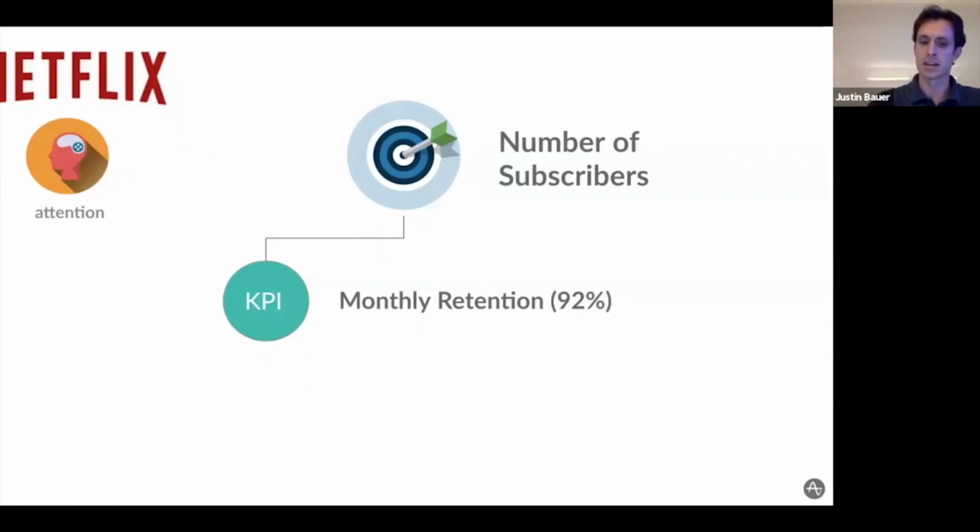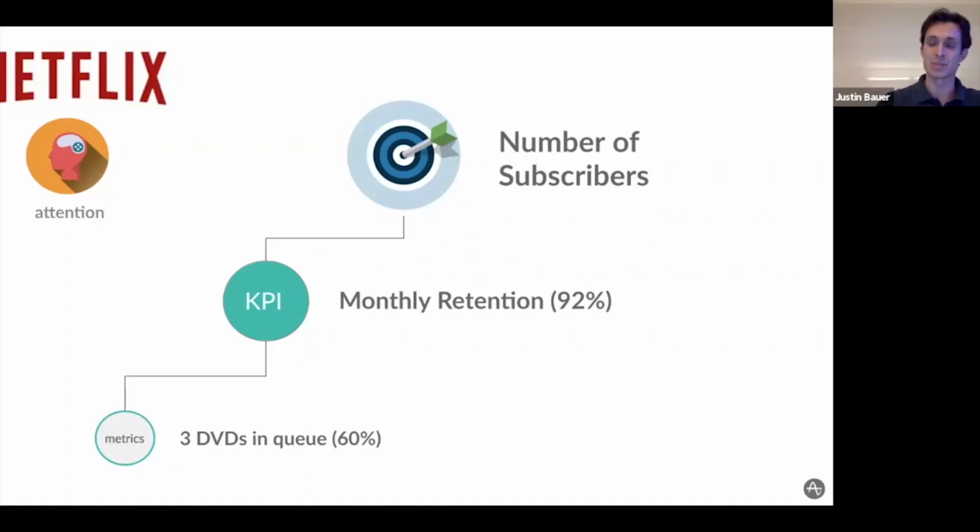They then broke that down again and found that actually the number of DVDs in your queue had a huge impact on if you are likely to retain or churn at the end of the month. And in fact, they found that only 60% of all of their customers had 3 DVDs in the queue. And so they made their product strategy around how do we increase the number of customers that have at least 3 DVDs in the queue. And over an 18-month period, they were able to take that number from 60% to 90%. And by doing that, their monthly retention improved from 92 to 98%, which is a 4x reduction in overall churn.